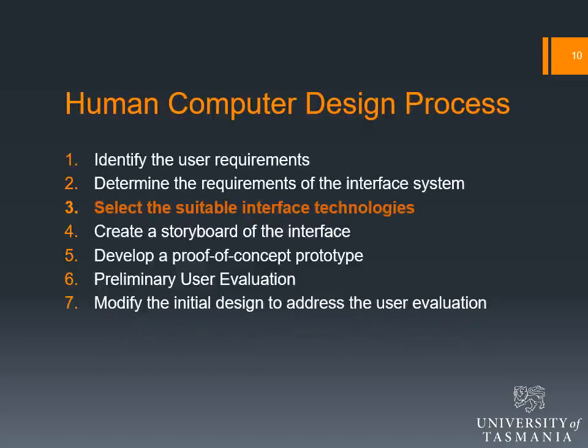Step 3 in our design process is to select suitable interface technologies. Remember, the first step is to really define the problem, in step 1, and then now to define the scope of the interface. Then the third one is really trying to find suitable interface technology to match, to answer the question set up beforehand.